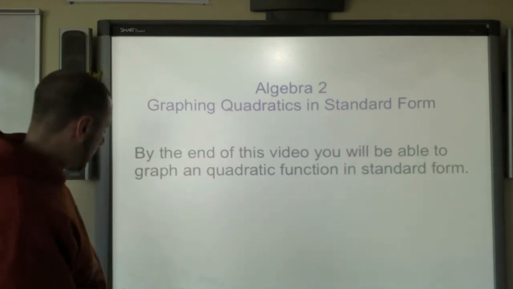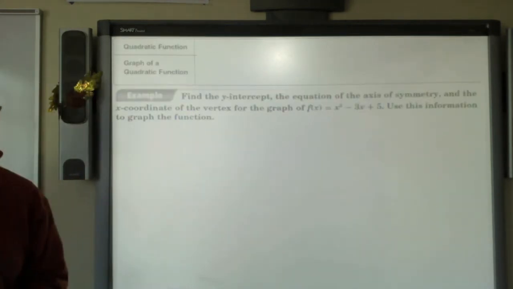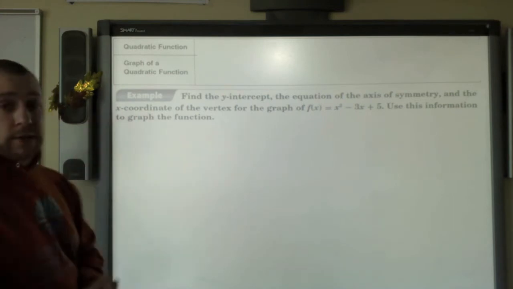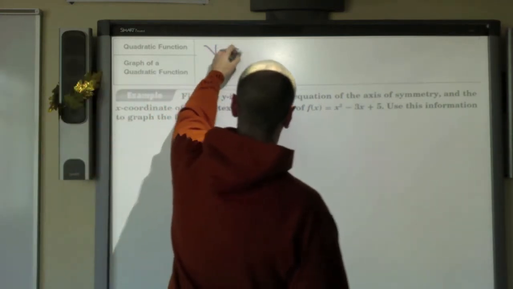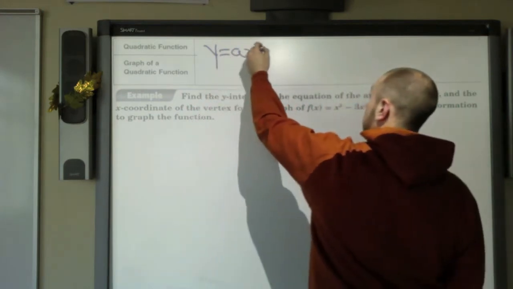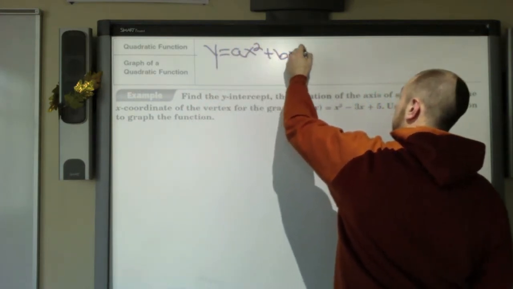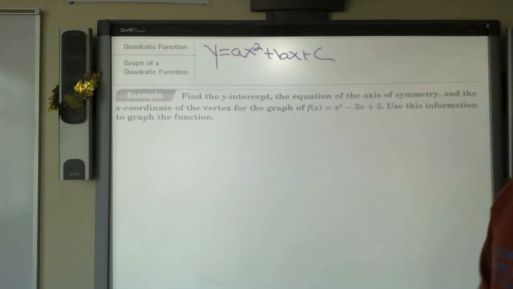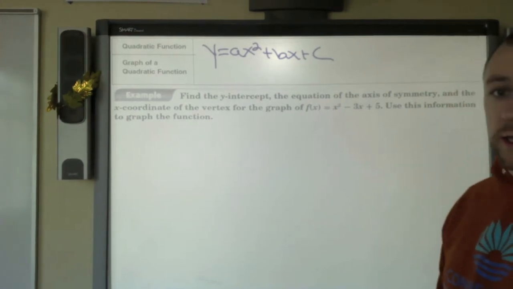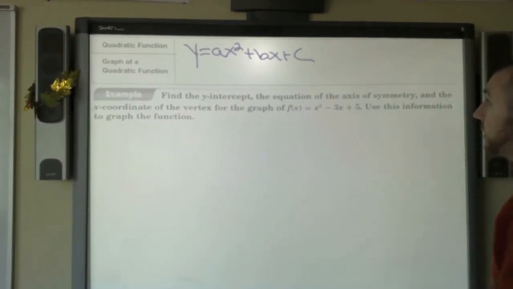Okay, so first off, I have to remind you what the quadratic function looks like in standard form. And that is y equals ax squared plus bx plus c. We've been using that with the quadratic formula, with the discriminant, the b squared minus 4ac. And now we're going to be analyzing this for the next two videos.